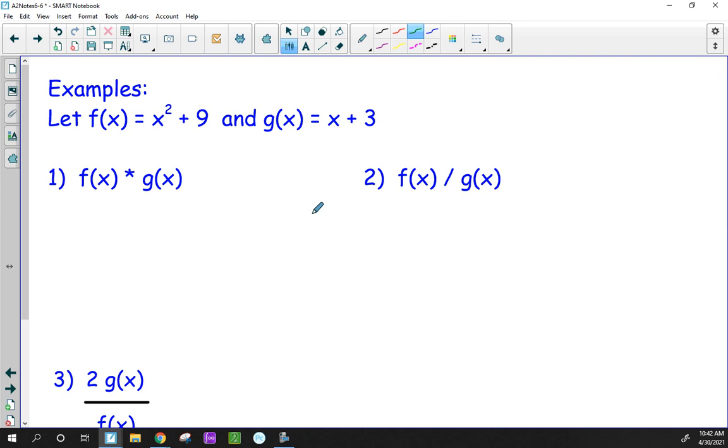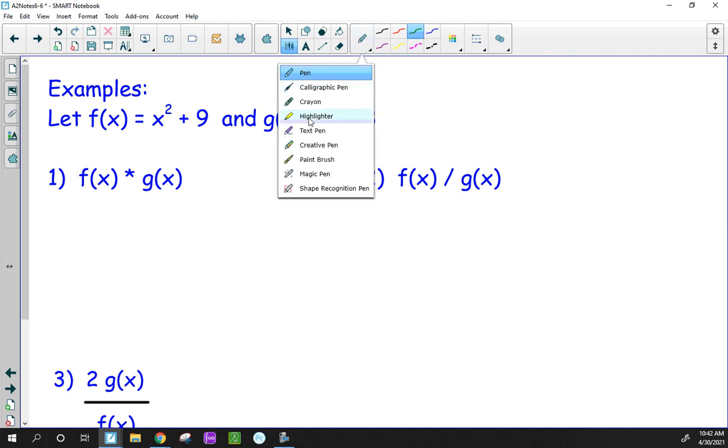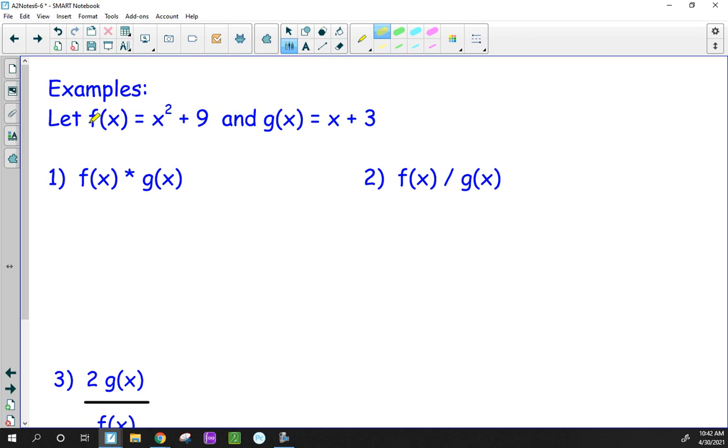Okay, next I'm going to change the rules for f and g. So let me highlight these. My f rule now is x squared plus 9. And my g function rule is x plus 3. Okay, example 1 on this slide is asking us to take the f function and multiply it by the g function. So we're trying to find the product.